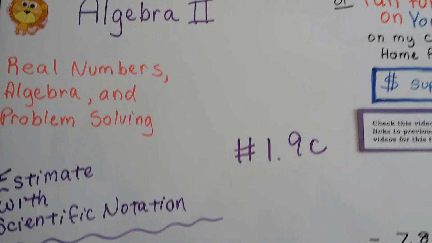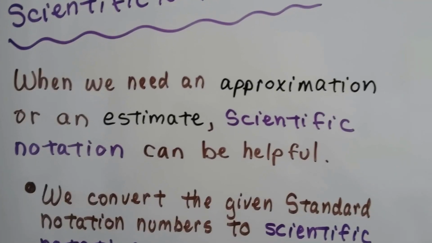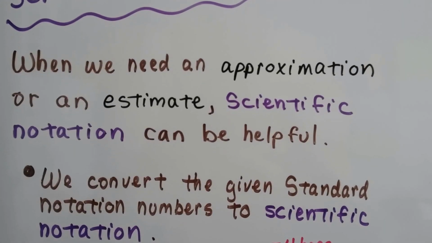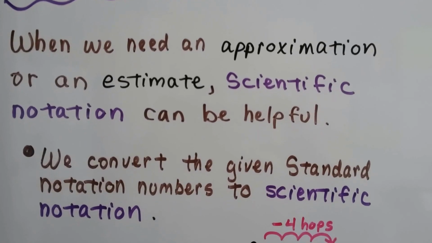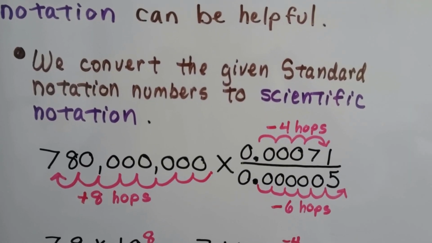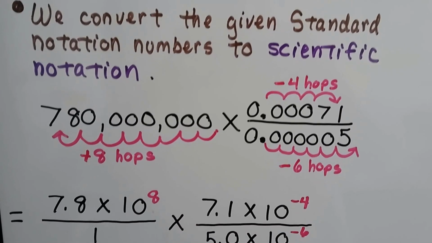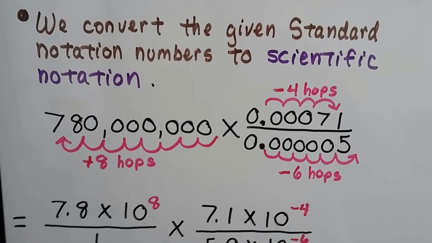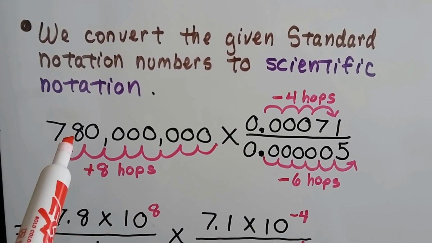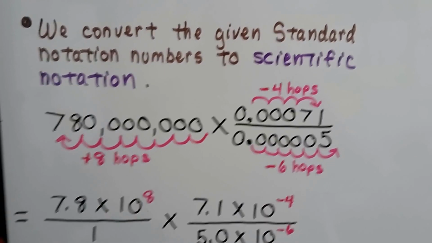Algebra 2 1.9c, we're going to estimate with scientific notation. So when we need an approximation or an estimate, scientific notation can be helpful. We can convert the standard notation numbers to scientific notation. If we have 780 million, we can move the decimal point 8 hops from behind the zeros in between the 7 and the 8. We get 7.8 times 10 to the 8th power.